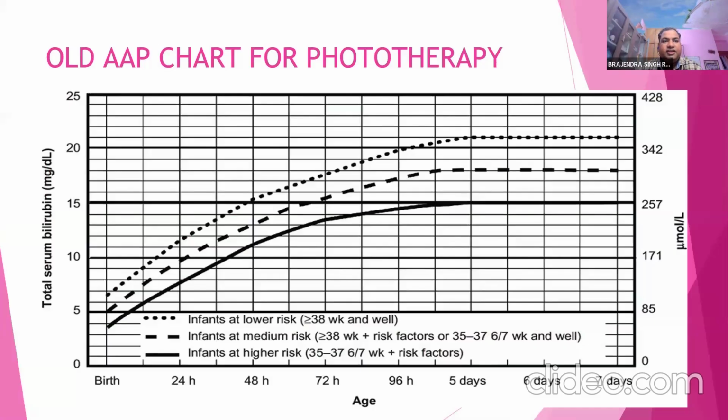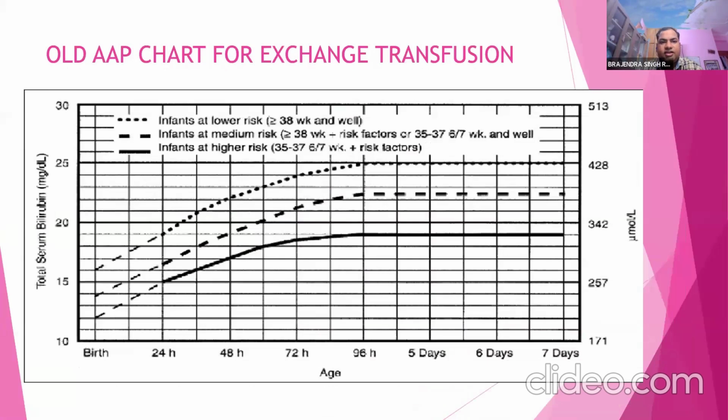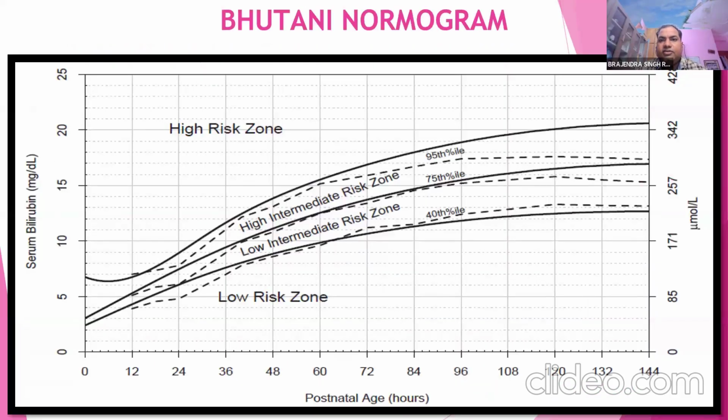These are old American Academy of Pediatrics charts, but we will not use them now because their threshold is low for the intervention. So these are not used now. These are the old phototherapy charts. These are exchange transfusion charts, also not used now because these threshold cutoffs are very low. So interventions were more in the past. So just use the updated four charts as I discussed earlier. These are Bhutani nomogram charts.